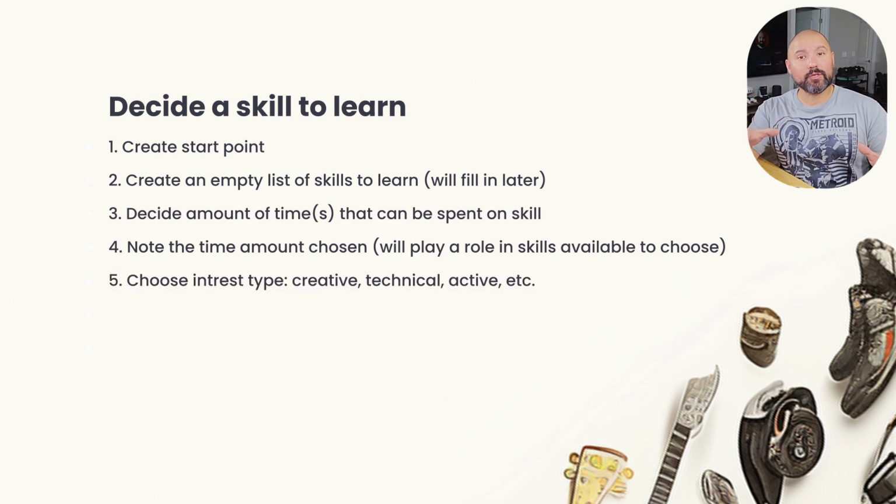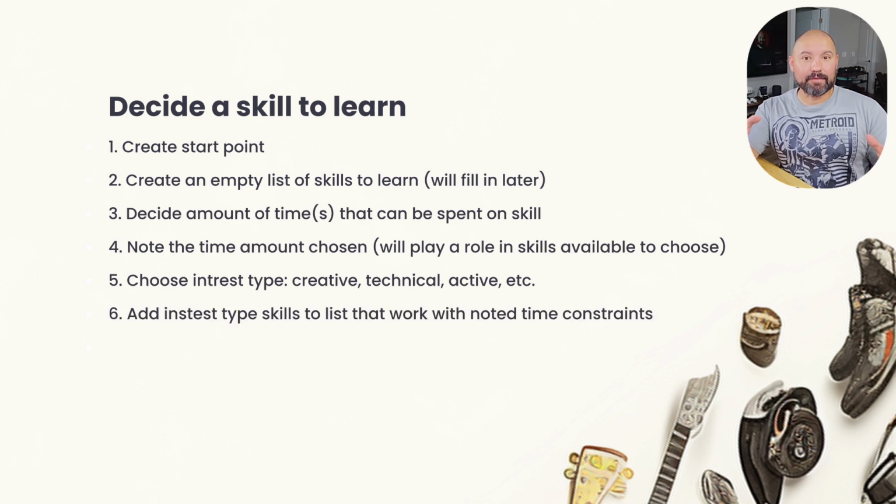Step 5, we need to choose an interest type. So thinking about what excites us most, we can have some categories. For example, creative, technical, or physical. Step 6 is list a few of those options from the selected category that satisfies the time constraint that we noted earlier. Step 7 is to identify our learning style.